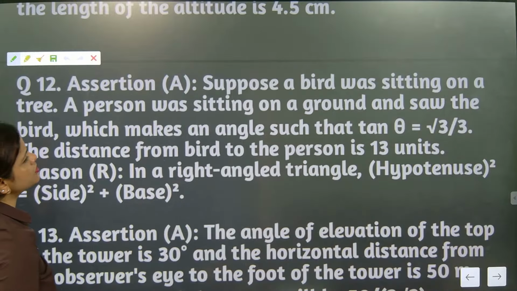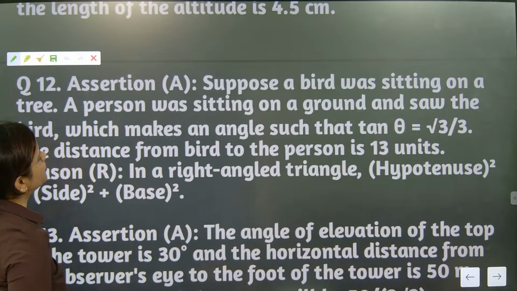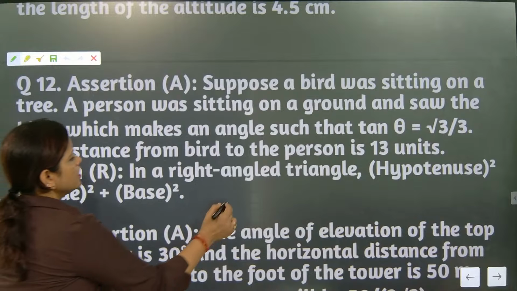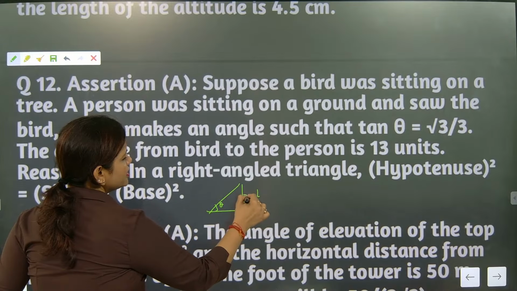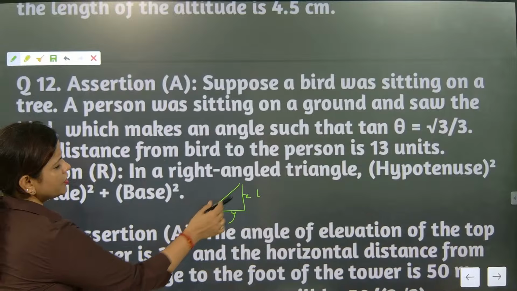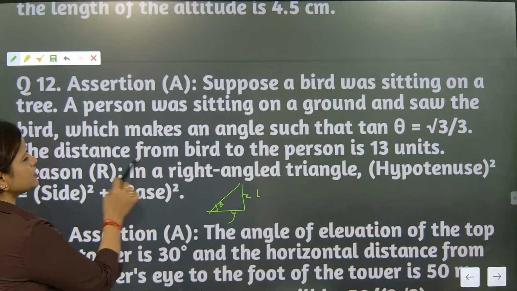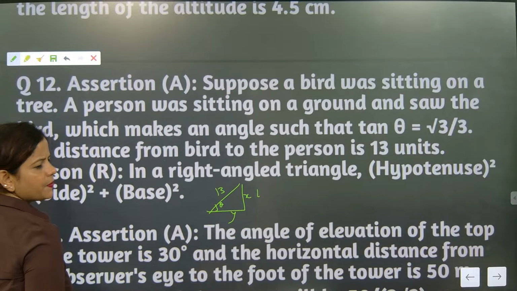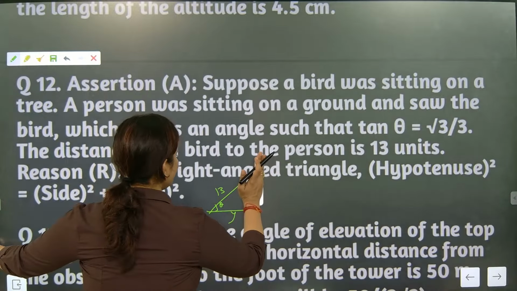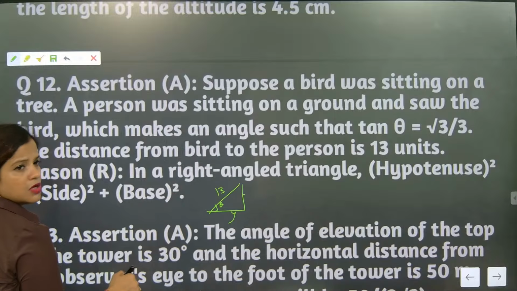Assertion: suppose a bird was sitting on a tree. The person was sitting on the ground and saw the bird, which makes an angle such that tan theta is equal to root 3 by 3. So the person is sitting on the ground and watching, tan theta is x by y, that is the height of the tree and the distance. Which makes an angle such that the distance from the bird to the person is 13 units. This is 13 units they are telling. Here we don't know the height. They have given the tan theta value. Tan theta is equal to this much.